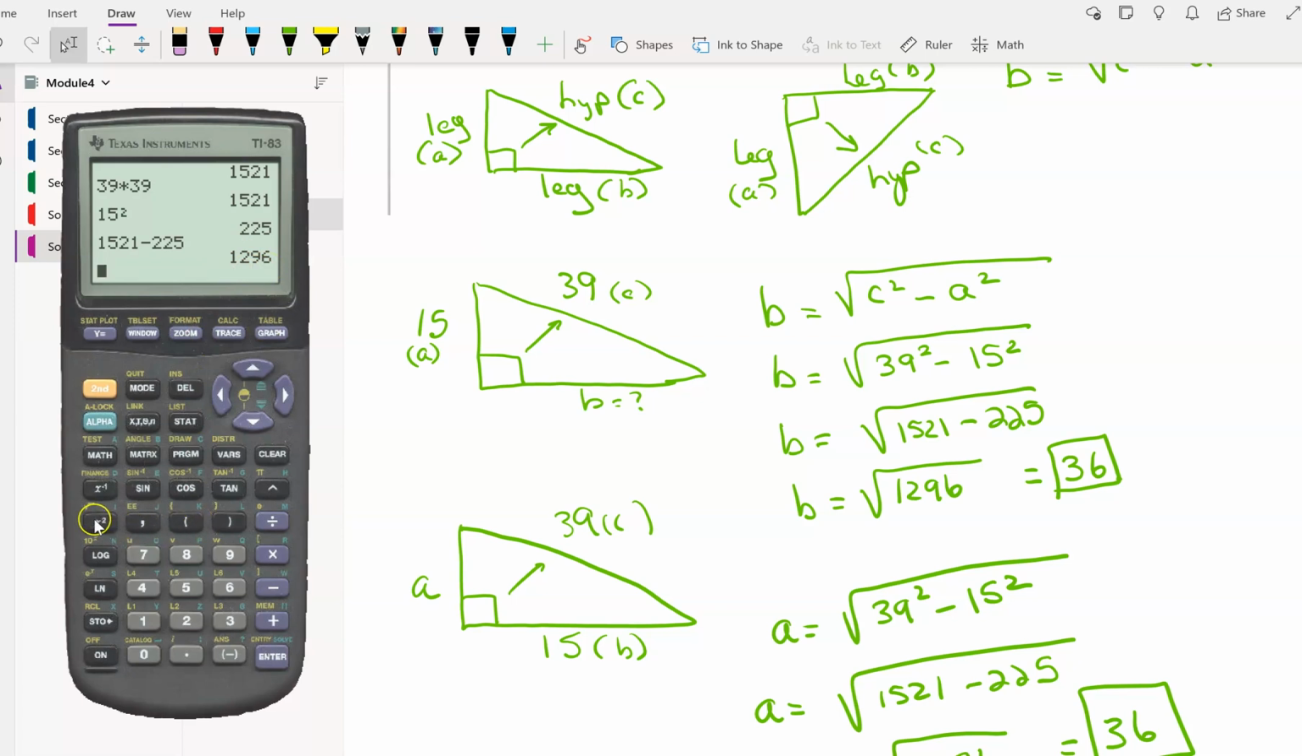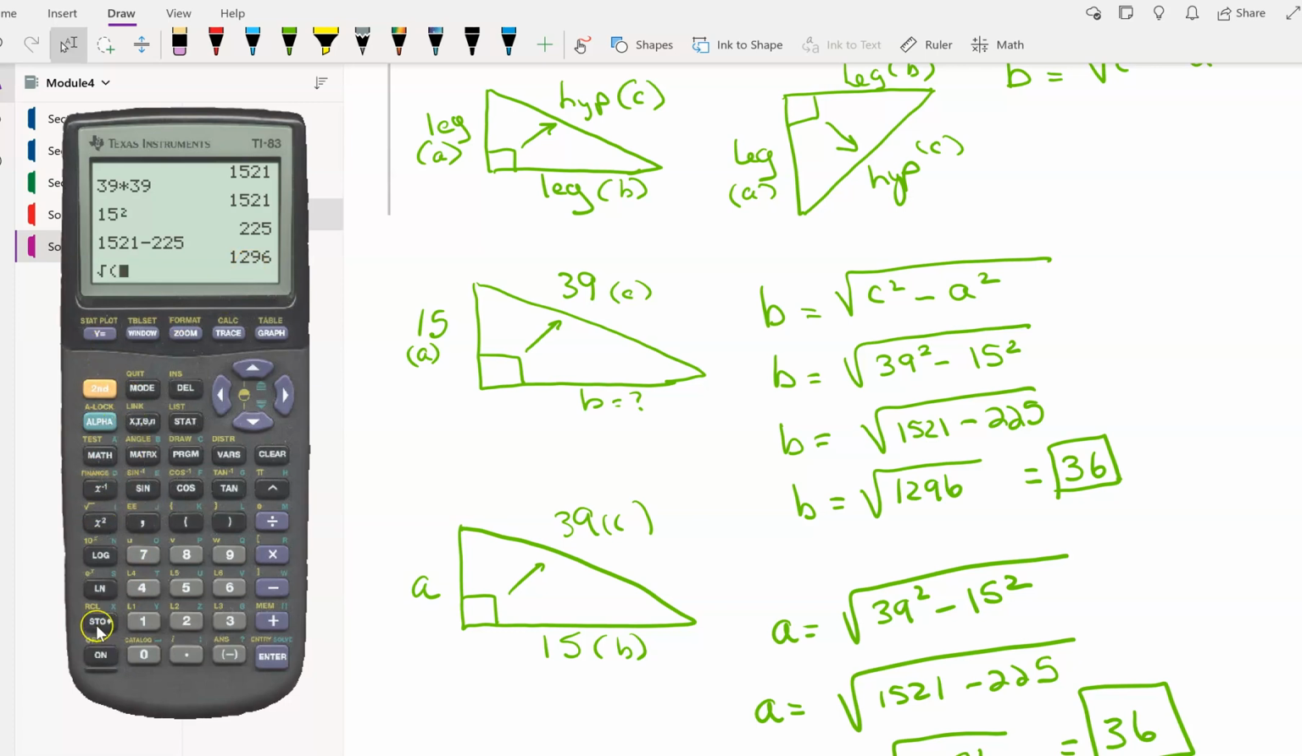For this calculator, the square root is up here, so I have to hit the second function square root. Notice how it puts that little square root symbol. If you just have a regular calculator, if you're seeing the number 1296 on your display, you probably just need to press the square root button. If it's the second function, you just do second function square root, and you'll get the answer.